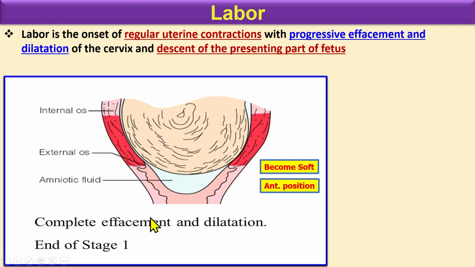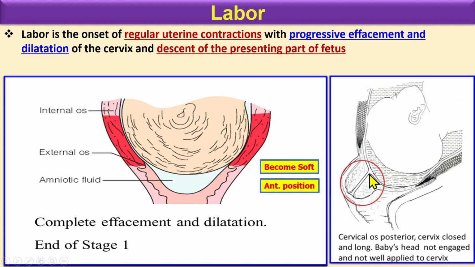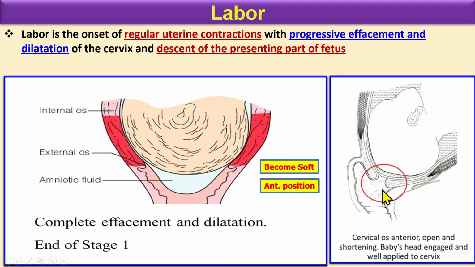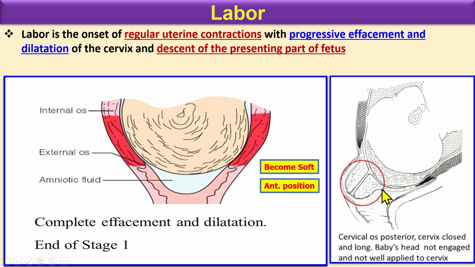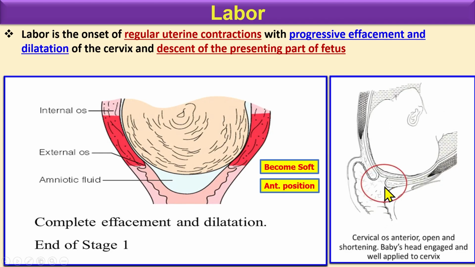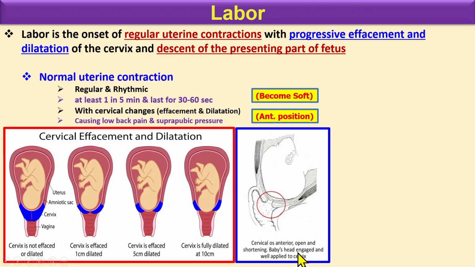And its position is anterior. If you cannot see it in this view, let's look here. This is posterior, toward the back, while here you can see the anterior position. So it's posterior, it's anterior; the anterior position of the cervix is the normal one which is required. So this is the cervix.